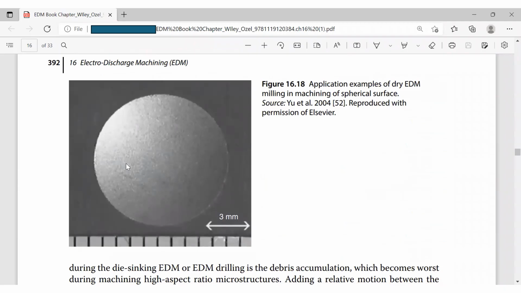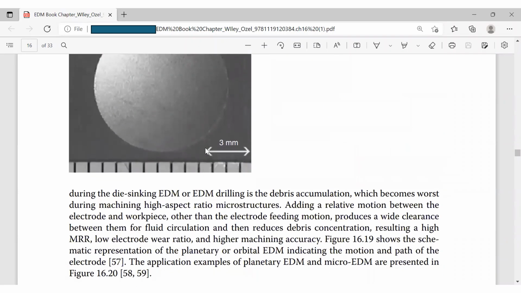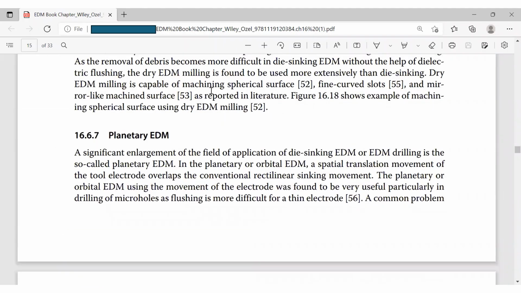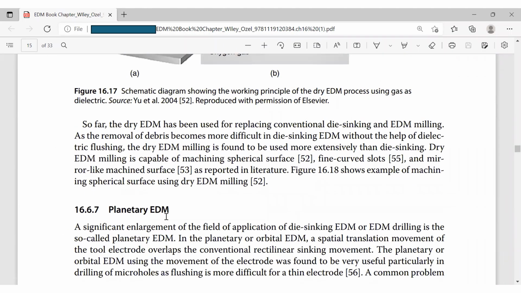It's very, very beautiful. Do you guys agree? Very, very beautiful. Here is a skill. So these are our six. This is the sixth category of EDM. Any questions regarding this dry EDM? Dry EDM means that we do not use the electric fluid.